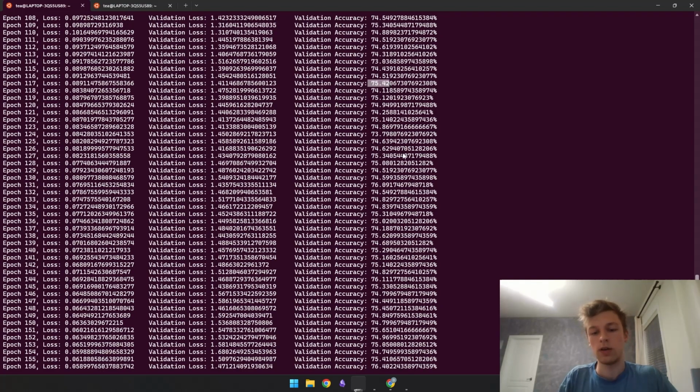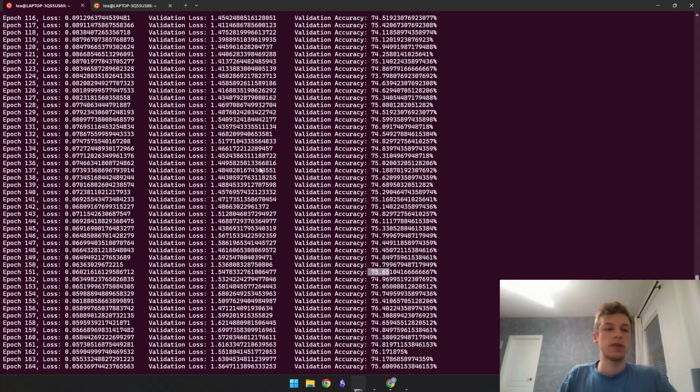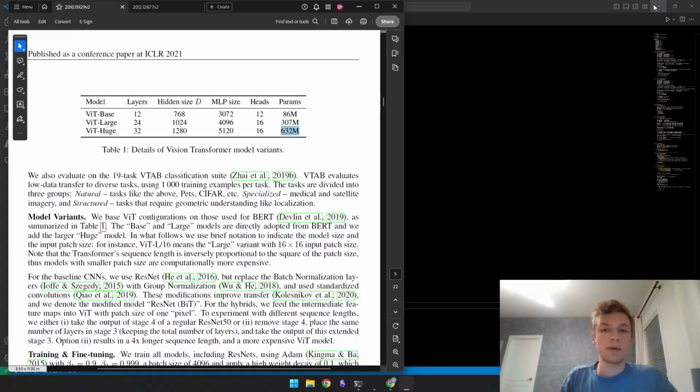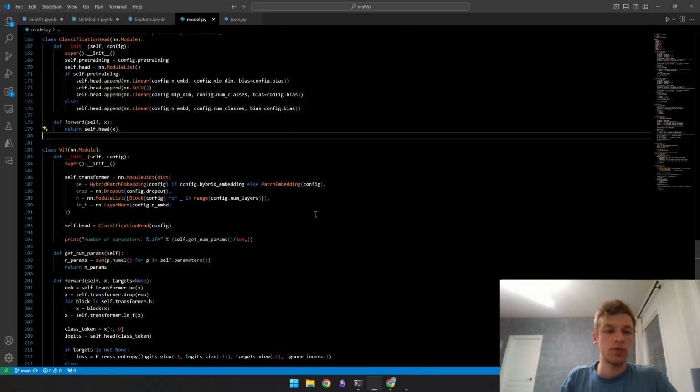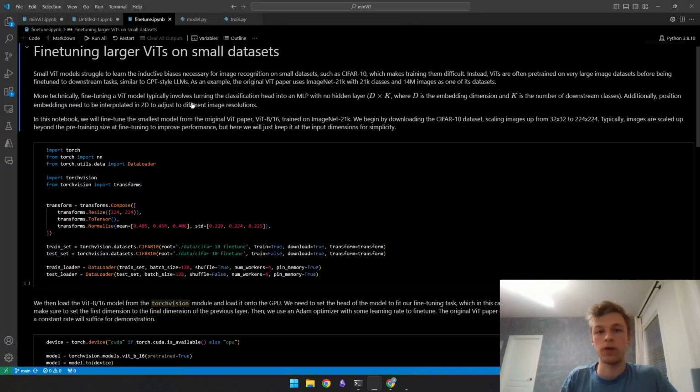75.65%, which is underwhelming. That was state of the art in maybe 2014 for the CIFAR10 dataset. And so we can see where vision transformers struggle. And the way to combat that is through fine-tuning, which we'll go over next.